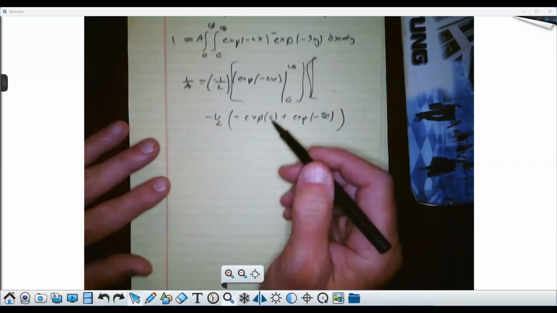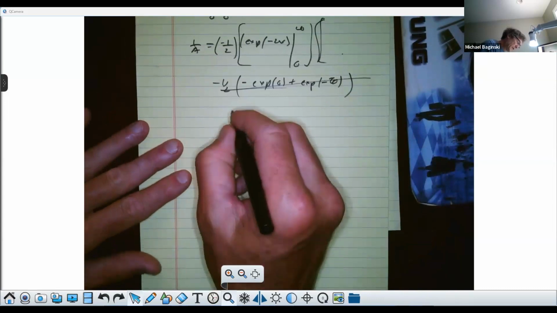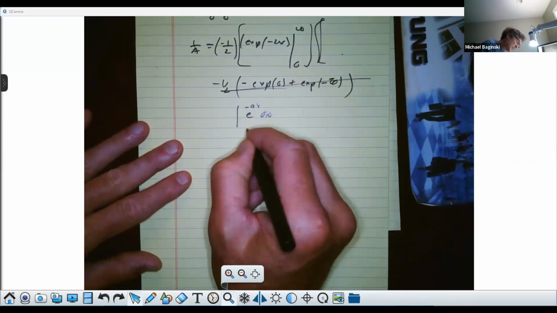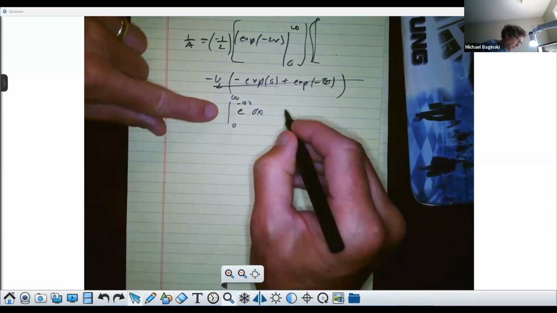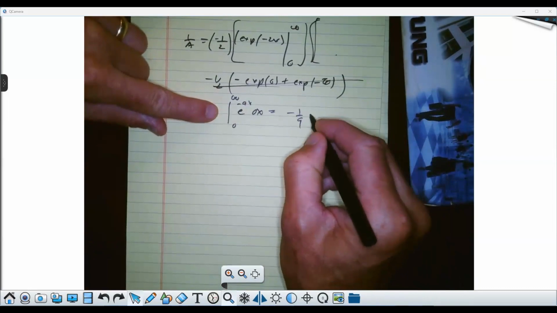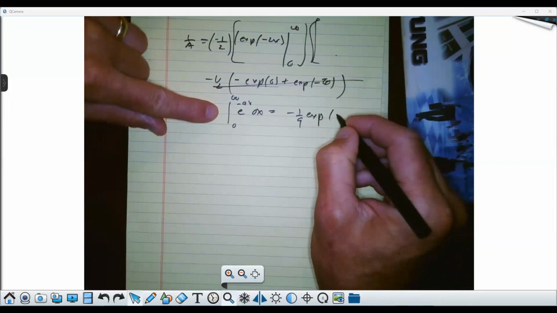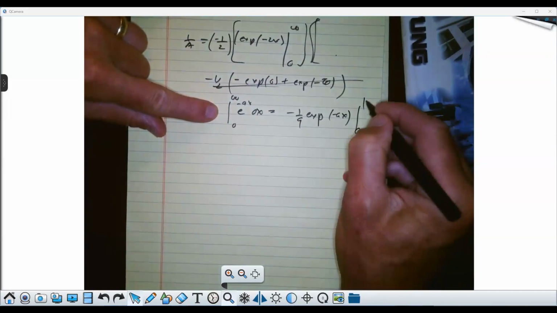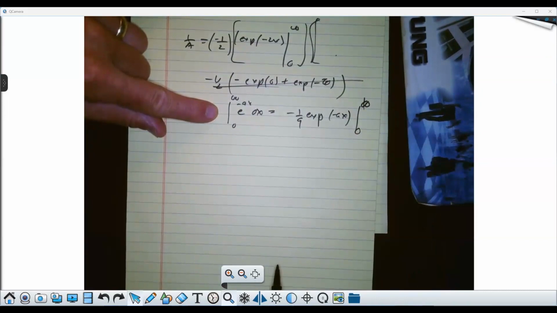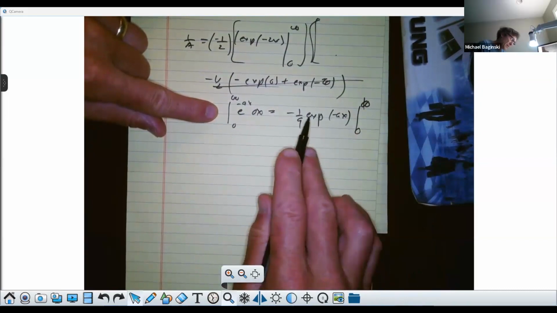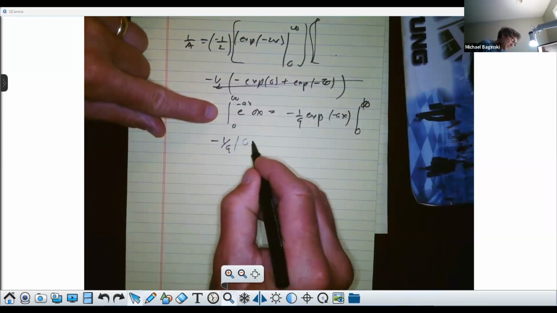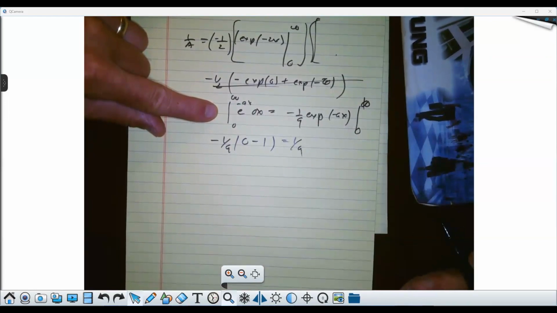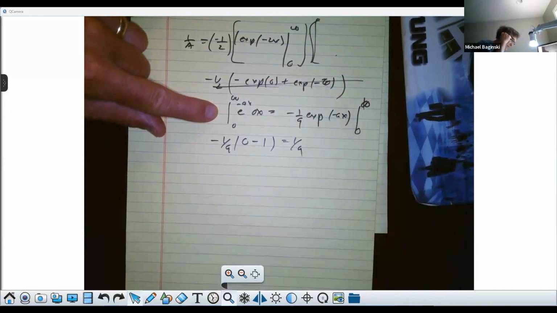In other words, forgetting the complication, if we just integrate e to the minus ax dx from 0 to infinity, what do you end up getting? It's minus 1 over a times e to the minus ax, evaluated from 0 to infinity. But e to the negative infinity is just 0, and e to the 0 is just 1. So it's minus 1 over a times 0 minus 1, which is 1 over a. The negative signs cancel.